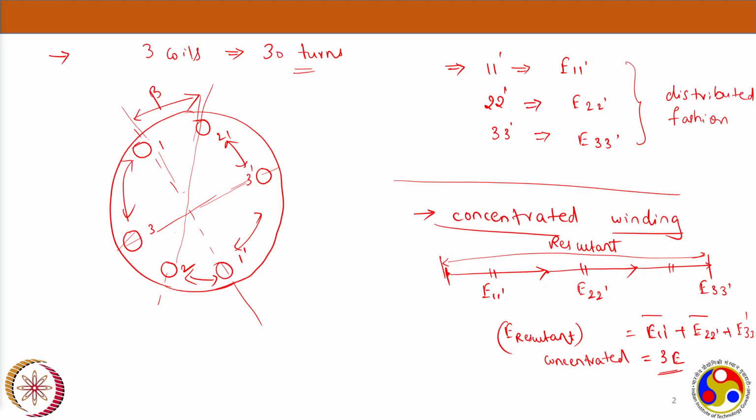Now, by what factor is it reduced? If we calculate the ratio between these two voltages, it's nothing but the distribution factor. So that's how the distribution factor came into the picture. That's the actual meaning of a distribution factor. If we take the ratio of their voltages, we can easily get the distribution factor. We saw if the coils are in concentrated winding, this is the resultant.